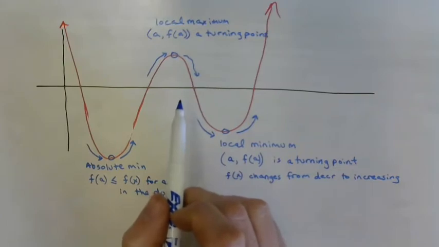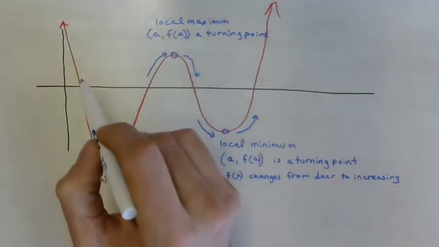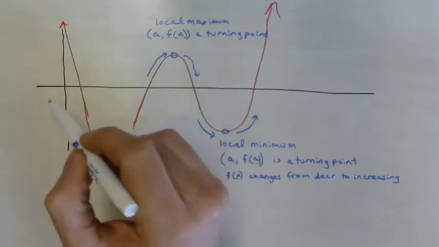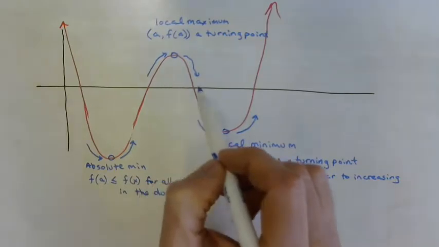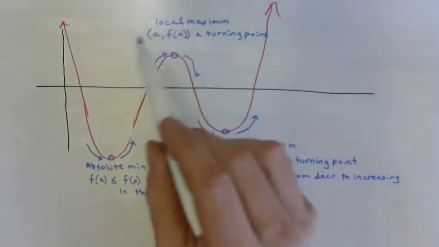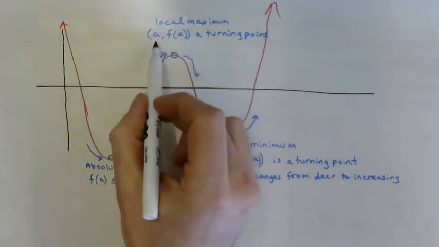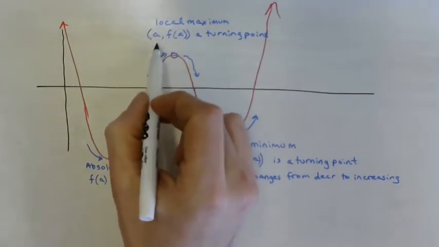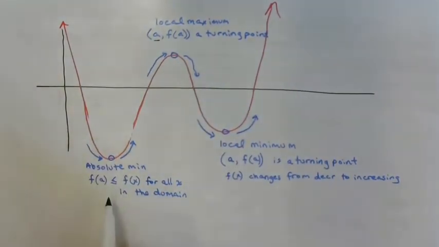This function does not have an absolute maximum because you can see its end behavior: as x approaches negative infinity, f of x approaches positive infinity, and as x approaches positive infinity, f of x approaches positive infinity. So there is no absolute maximum. One other thing to note, I gave you a. So basically I represented the x coordinate as a, just an unknown value of x along the x-axis. Did that in every single case.